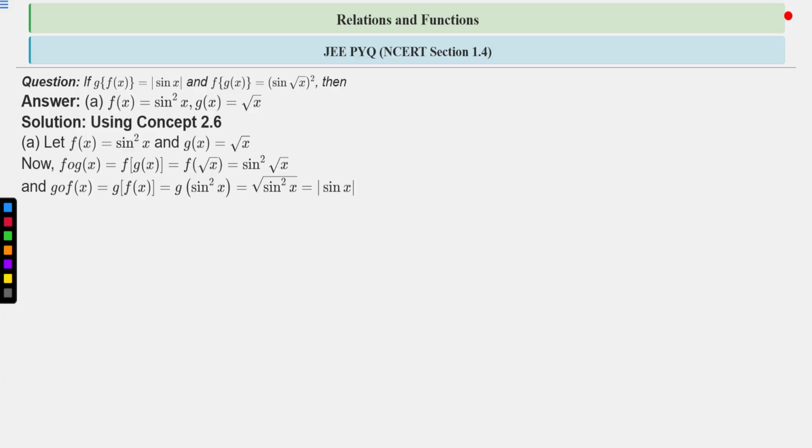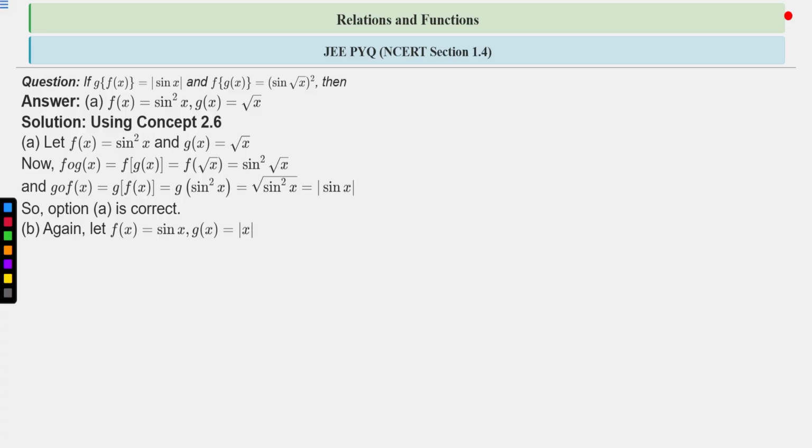And if we want to find g of f(x), then g of f(x) is g of sine square x, right? f(x) is sine square x and g(x) is root x. So we can write root over sine square x, which will be mod sin x, right? Clear? So by using option A, we got f of g(x) as sine square root x, which is given as (sine root x) whole square, and g of f(x) is basically mod sin x, which is given as g of f(x) is equal to mod sin x, right? So option A is correct. Option A is the correct one, right?